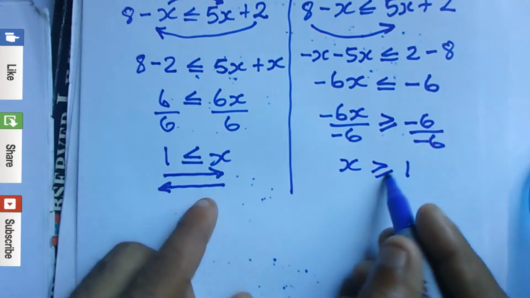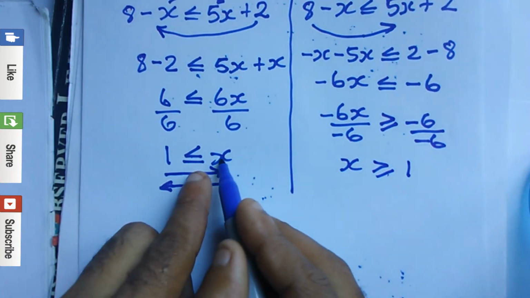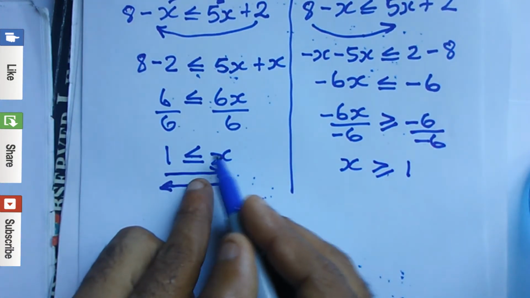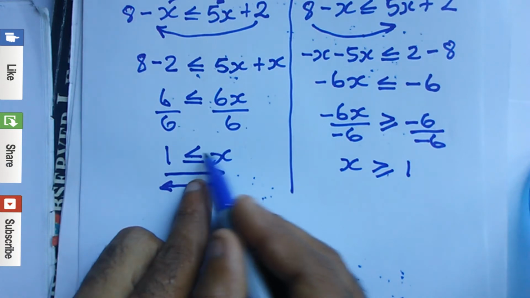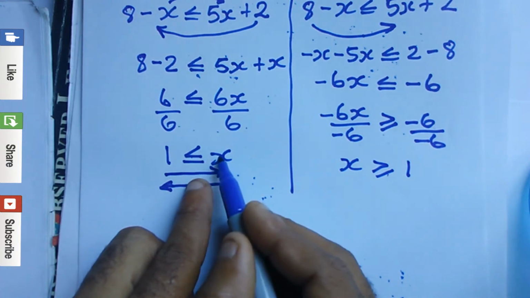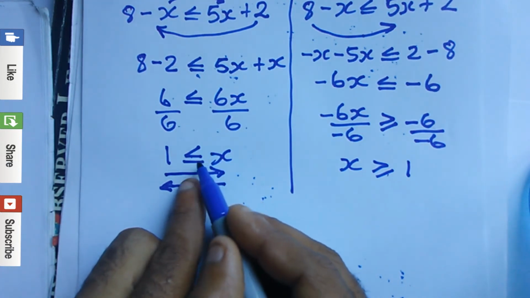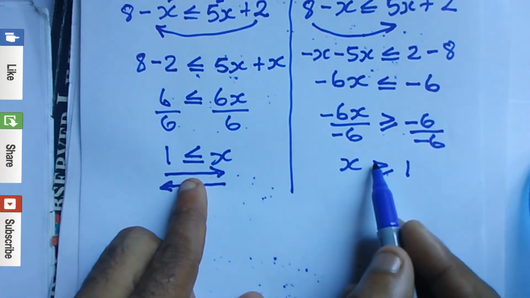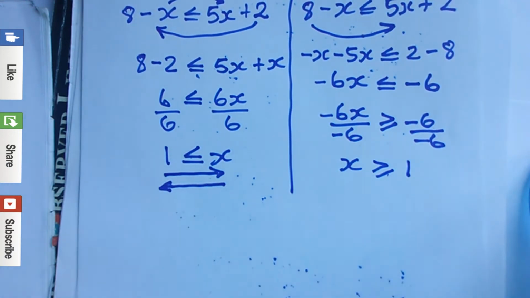So remember, see, same result. Remember, if I'm reading it in this direction, I'm saying what? X is greater than. Remember, realize that the mouth is opened to the x. So x is greater than or equal to 1. X is greater than or equal to 1. So we have the same result.